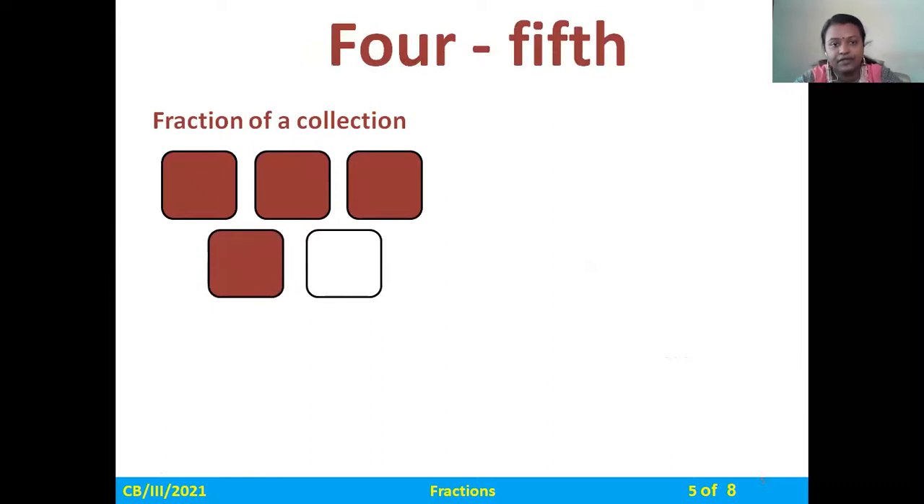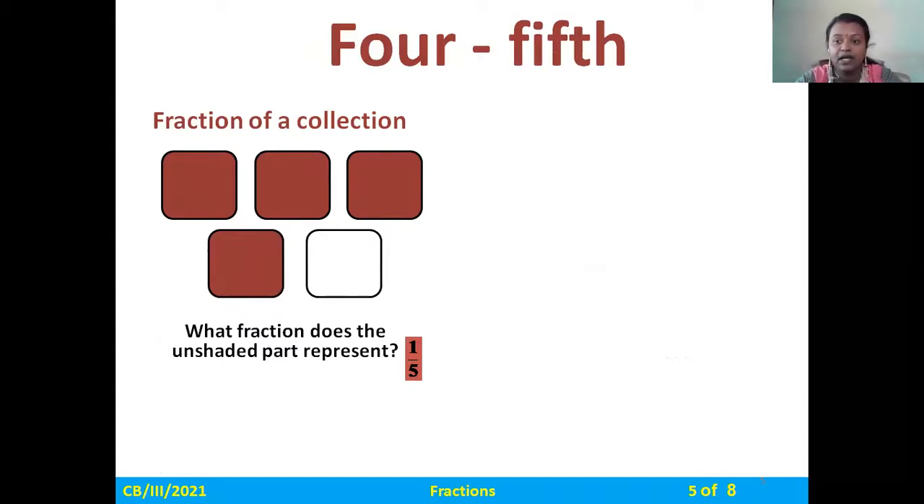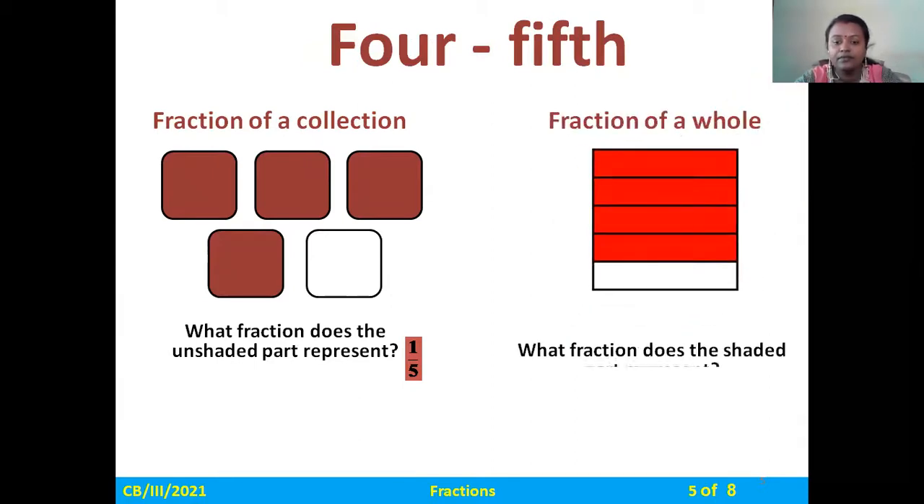For 4/5, we have the fraction of a collection represented 4 out of 5, that says 4/5, but in the case of the unshaded part, it is 1 upon 5, that is 1/5. In the case of a whole, for the shaded part, it is 4/5.